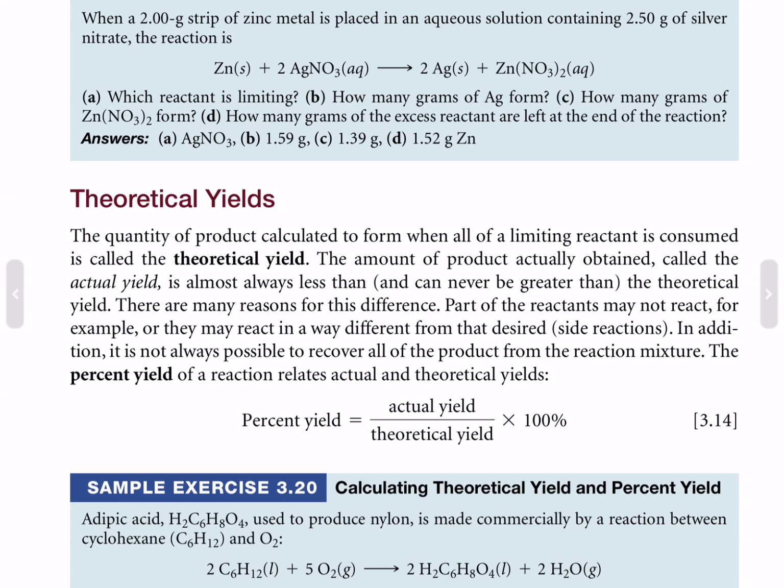The percent yield of the reaction relates actual and theoretical yield. The percent yield is the actual yield divided by the theoretical yield times 100%.